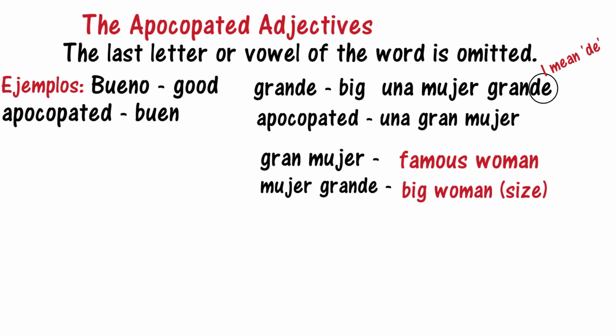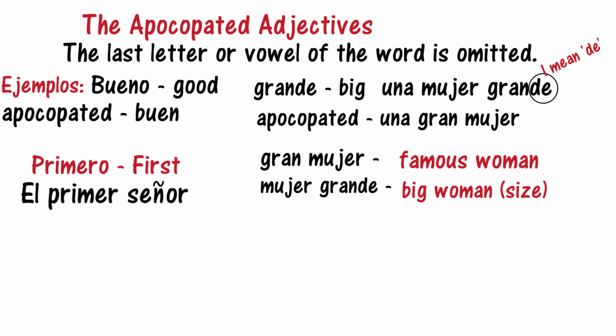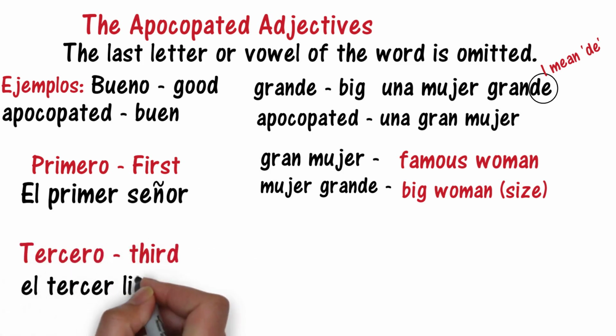Basically that is what it means, and it applies to the male too, un gran hombre. It is used for both male and female. We have a few other examples like el primer señor, and the original word is primero. In its apocopated form, the o is omitted, and we are left with primer. We also have tercero becoming el tercer libro, and other examples.